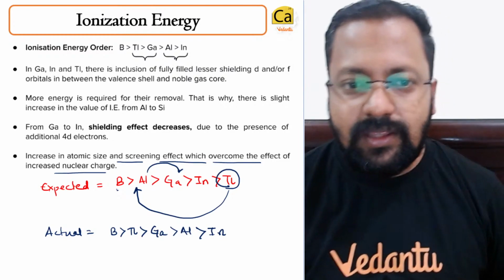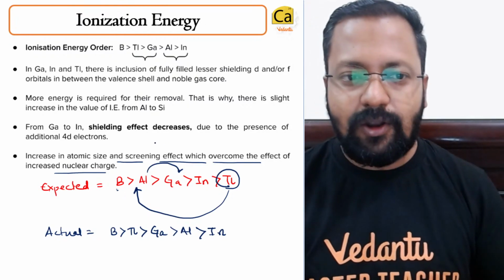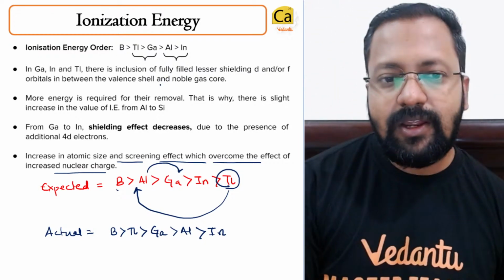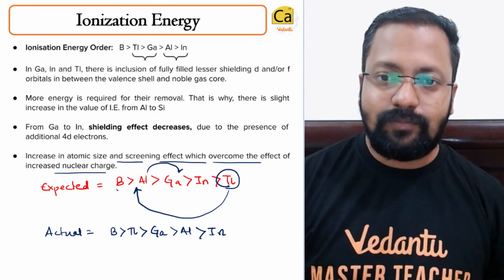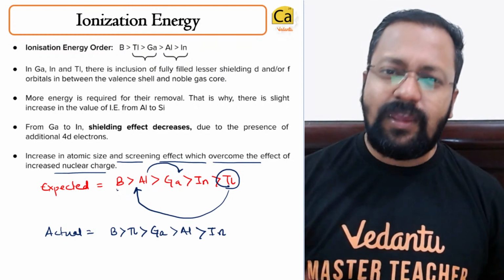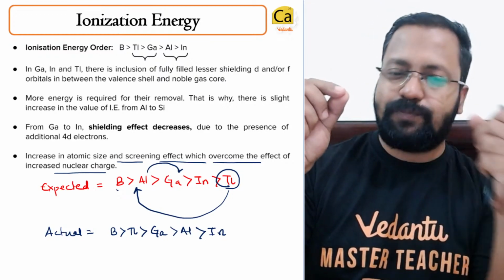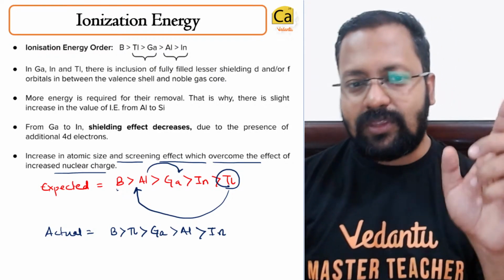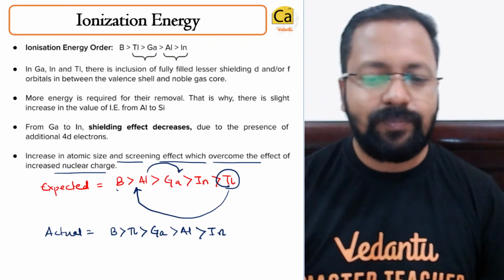However, the moment we go to thallium, it becomes much more difficult to remove electrons. From gallium, indium, to thallium, there is inclusion of fully filled d or f orbitals, and so it becomes very difficult to remove an electron from thallium, and so thallium becomes even more than gallium, because there is even weaker shielding in thallium. So the last electron is perceiving a lot of nuclear charge, and removing that electron becomes difficult. Thallium becomes more than gallium, gallium becomes more than aluminium, and aluminium becomes more than indium. Okay.